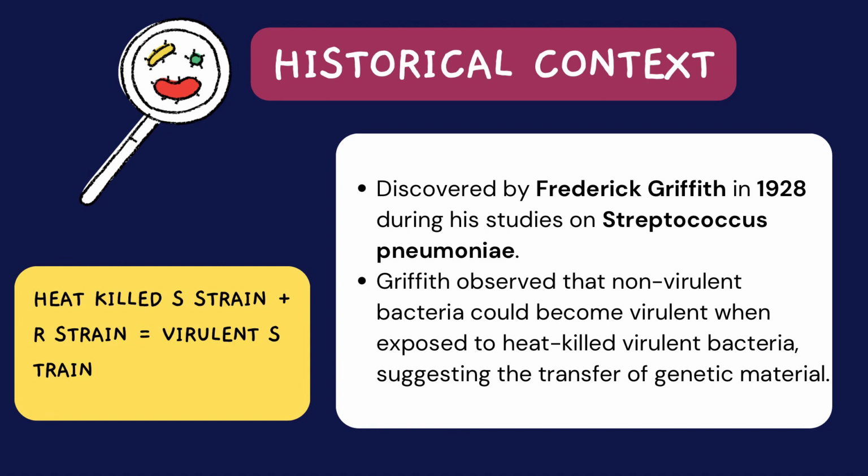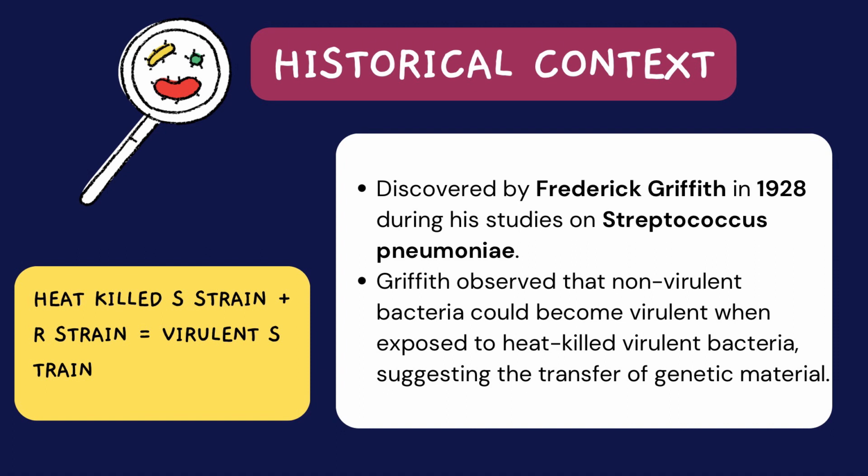The phenomenon of bacterial transformation was discovered by Frederick Griffith in 1928 during his studies on Streptococcus pneumoniae. Griffith observed that non-virulent bacteria could become virulent when exposed to heat-killed virulent bacteria, suggesting the transfer of genetic material. So, Griffith's experiment involved two strains of bacterium Streptococcus pneumoniae. One is virulent smooth strain called S strain and non-virulent rough strain called R strain.